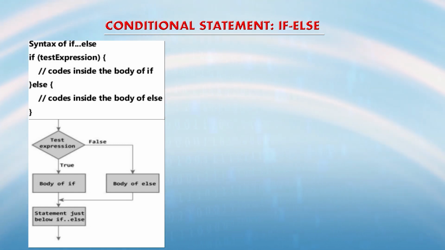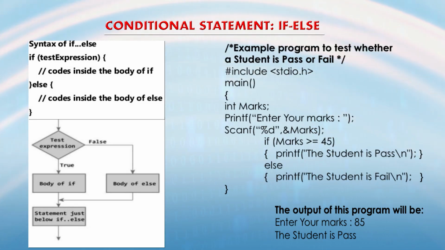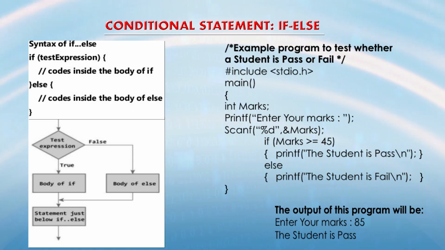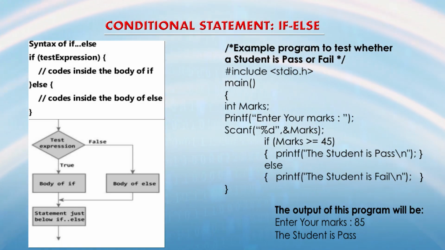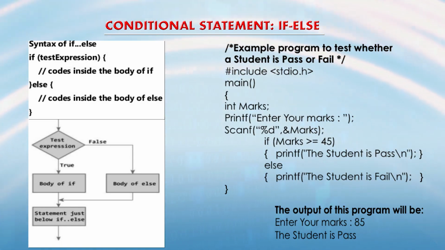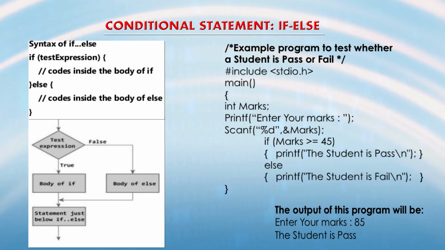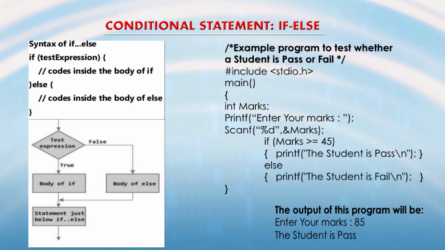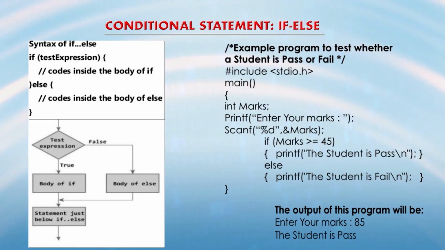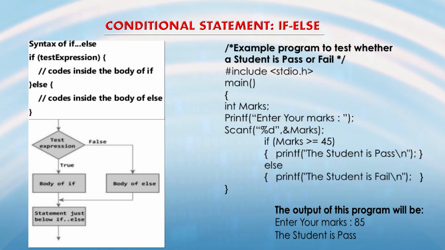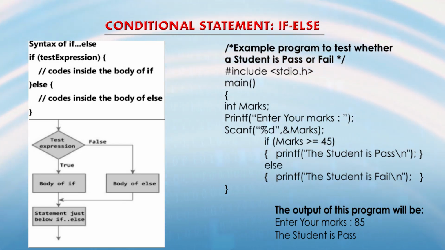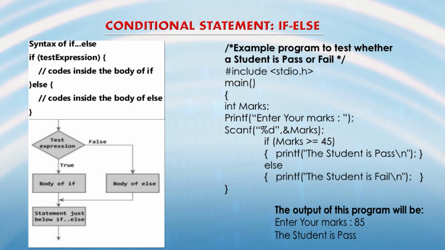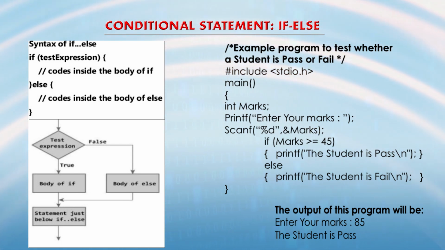Now, to understand this, let us see how to write a program to check whether a student has passed or failed. Hash include stdio.h, again we are using a preprocessor directive, and we are using the standard library stdio.h for input and output, and the main body is covering the code. We are declaring a variable int marks, and we are asking the user to enter the marks.